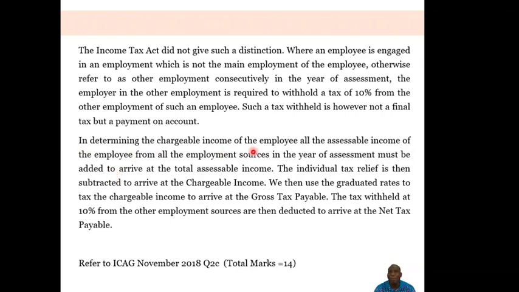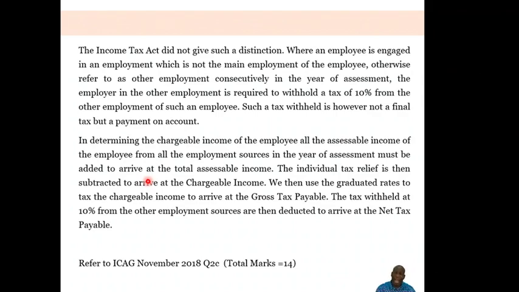In determining the chargeable income, the assessable income of the employee from all the employment sources in the year of assessment must be added to arrive at the total assessable income. So here you make sure that in taxing it, whether it is the job at Kolebu or the other job, please do the normal computation and put all the figures together to arrive at the total assessable income. Okay, then you slap the individual tax relief against it to arrive at what? The chargeable income, and then use the graduated rate to tax it. Okay, then that tax of 10%, which has already been withheld, you deduct it to determine the net tax liability.